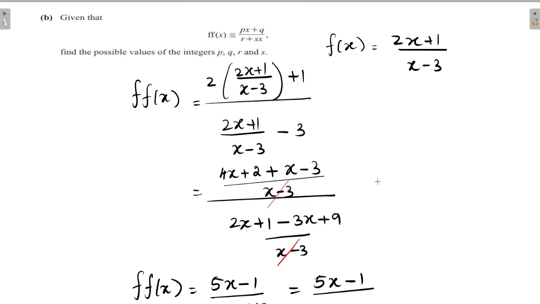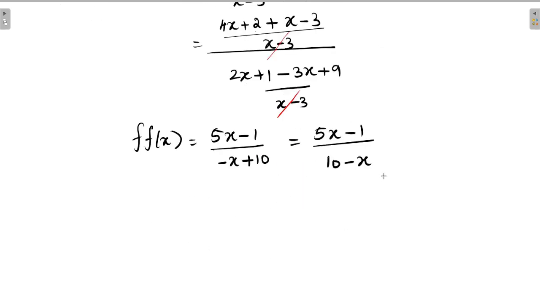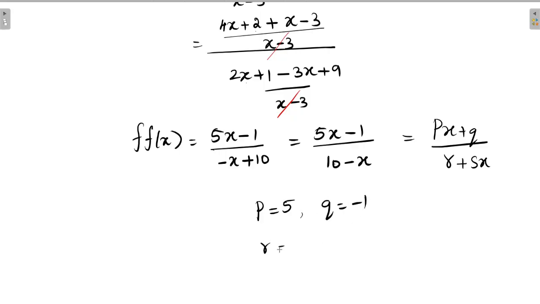Now we are going to equate our given f of x. So px plus q, which is equal to px plus q divided by r plus sx. So what is the value of p? P equal to 5, q equal to minus 1, r equal to 10 and s equal to minus 1.